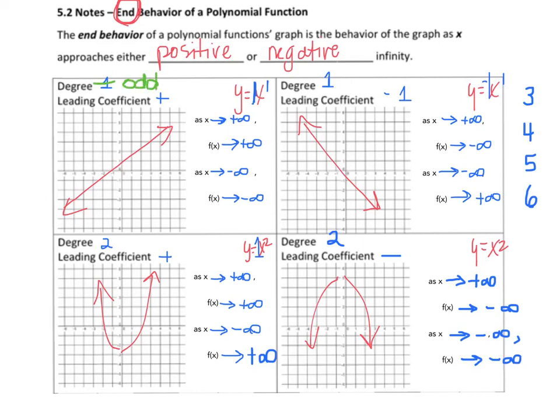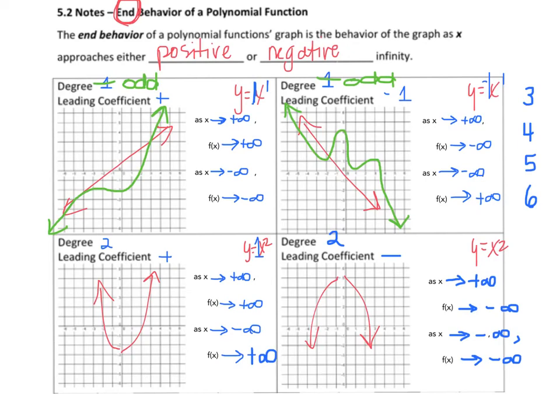So for all odd graphs, my end behavior, no matter what it looks like in the middle, the ends, one's going to go up, one's going to go down. That's going to be a positive. Same thing over here. Okay, that's going to be a negative odd graph.